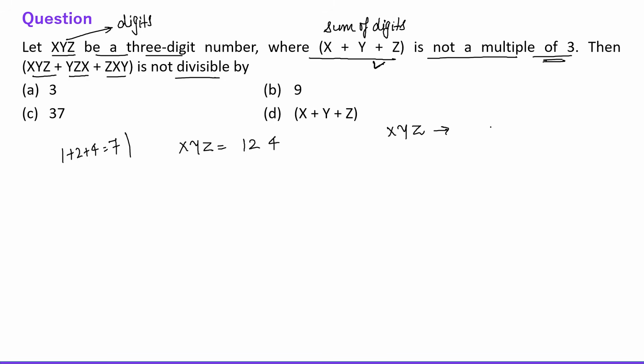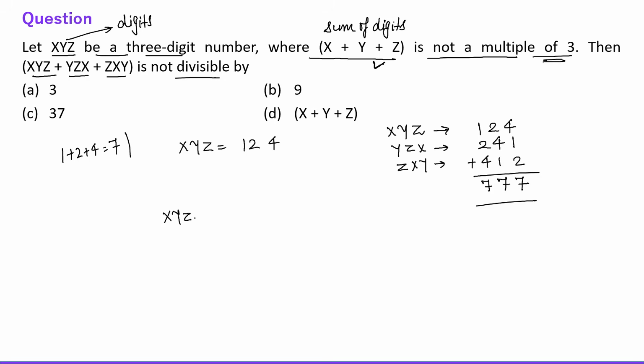So here x, y, z will be what? x, y, z will be 1, 2, 4. y, z, x will be what? This will be 2, 4, 1. Then z, x, y will be what? z, x, y will be 4, 1, 2. Just add all of them as the question says. So this will become 7, 7, 7. 777. Okay. So we are getting xyz plus yzx plus zxy as 777.